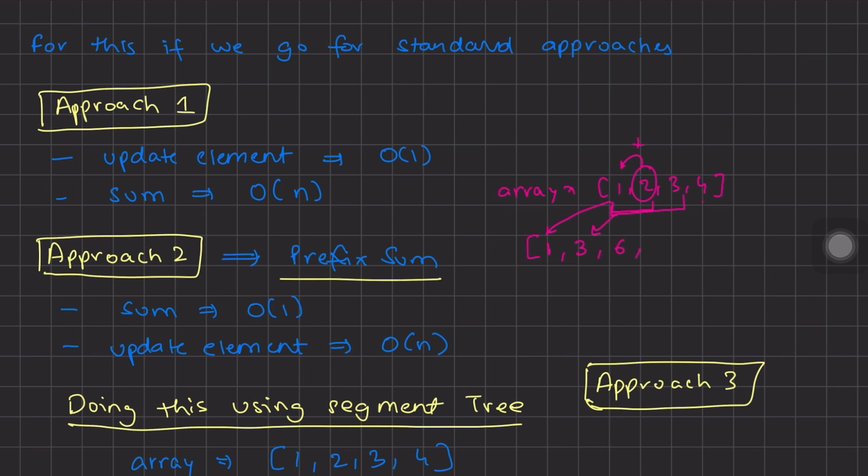And if I want the fourth element, that would be 4 plus 6, that is 10. So that is how we compute the prefix array. It will just take us O of n time to compute this prefix array.